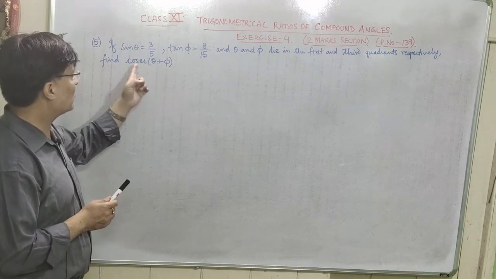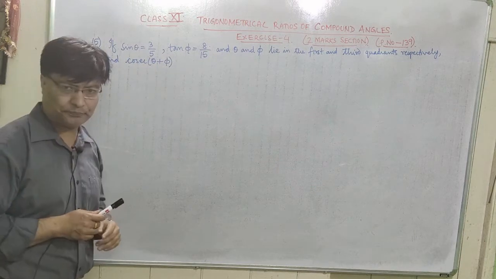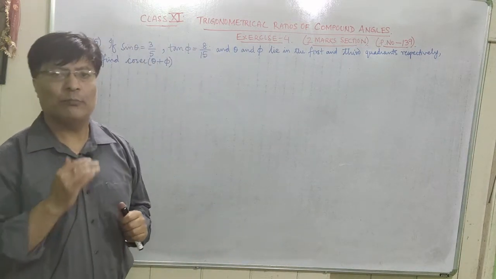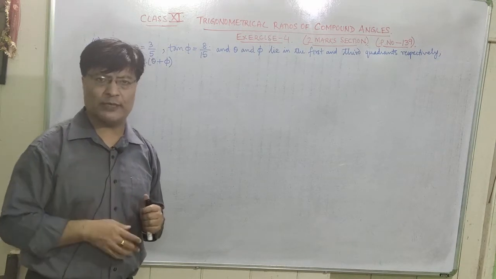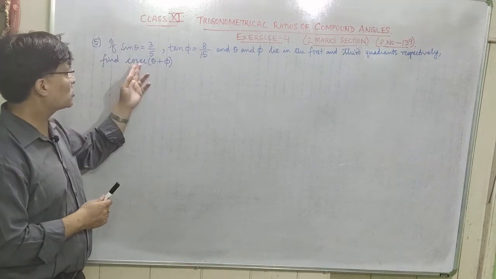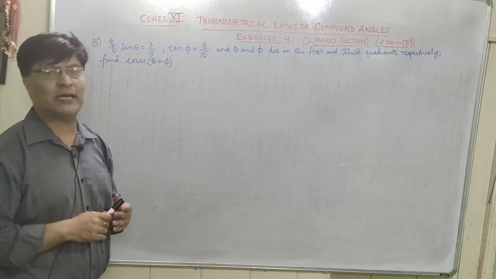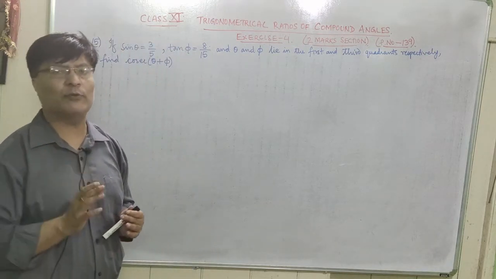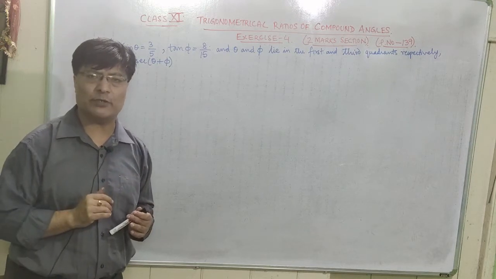So you have to get the value for cosec of theta plus phi. There is no formula for cosec of theta plus phi, but you know the formula of sine of a plus b, isn't it? So let us convert this cosec of theta plus phi in terms of sine. That is 1 upon sine of theta plus phi, and you know the formula of sine of theta plus phi, that is sine of a plus b.